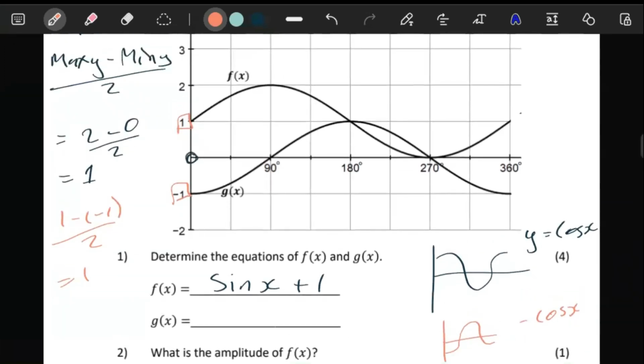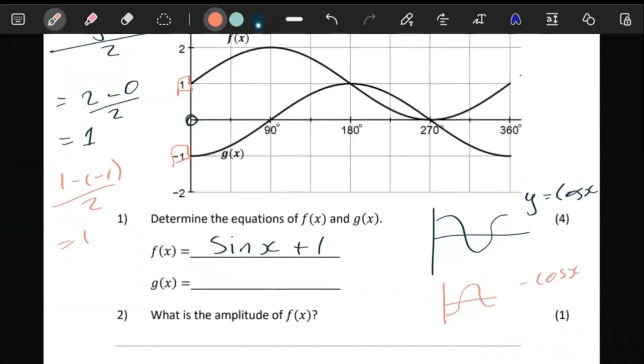And then we said this graph has not been moved up or down, because the standard graph will go all the way to +1. It will go all the way down to -1, which is what this is doing. It's going all the way to +1, going all the way to -1, and it's flipped over. The equation is going to be negative cos x. It's just negative cos x. It's not been shifted up or down, so there's no plus or minus or anything.